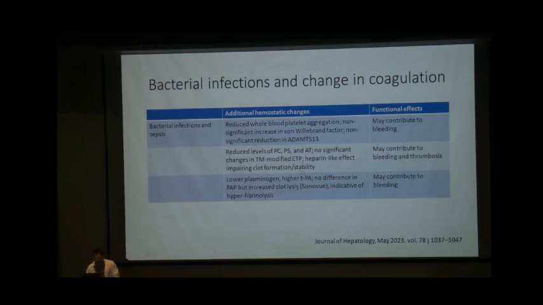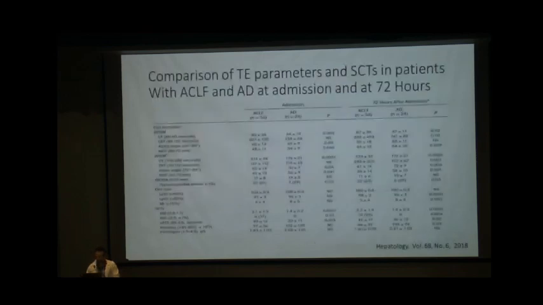There is lower plasminogen level and higher tissue plasminogen activator. However, there is an increased clot lysis time indicating hyperfibrinolysis, and this basically predisposes to bleeding.